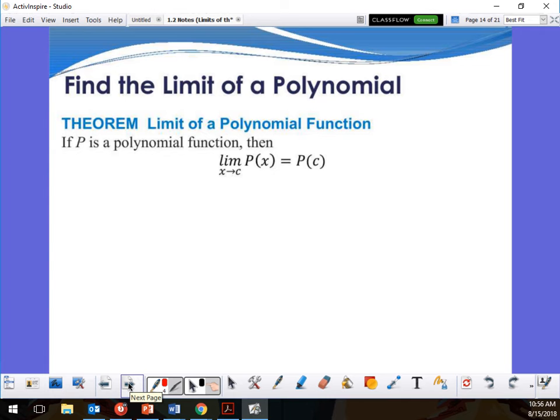All right, so find the limit of a polynomial. So now, if p is a polynomial, now, what's a polynomial? Sounds familiar. You heard that word before, right? Is it like a to the third power? It's like more than something.